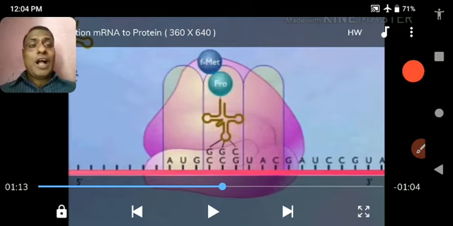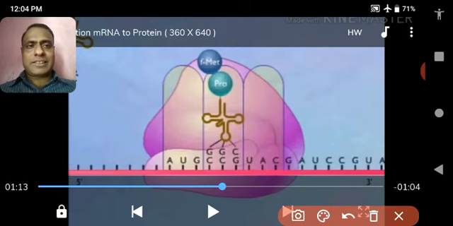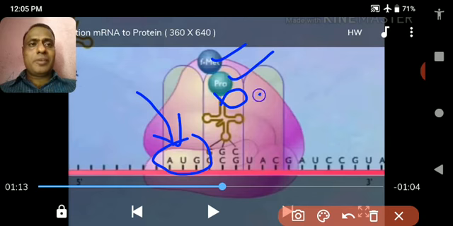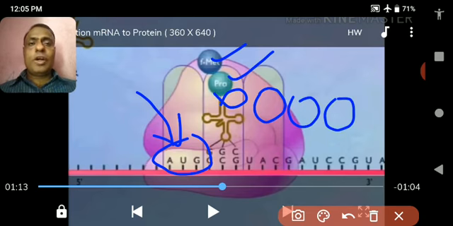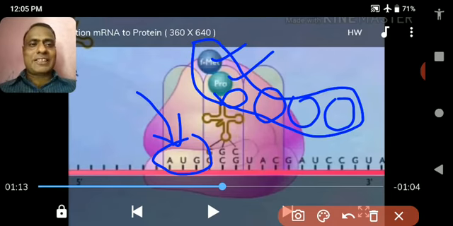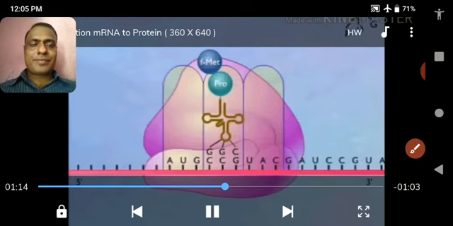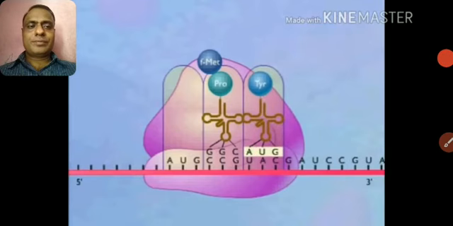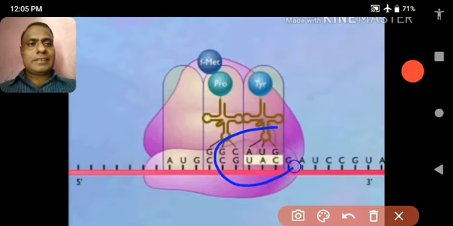Hope you've seen how the tRNA has come, read the codon, and according to the codon brought a particular kind of amino acid and attached it in a chain, and this chain of amino acids makes a particular kind of protein. Hope you are understanding. The transfer RNA carrying the next amino acid now moves into the A site, where the anticodon on the transfer RNA matches the codon on the messenger RNA.